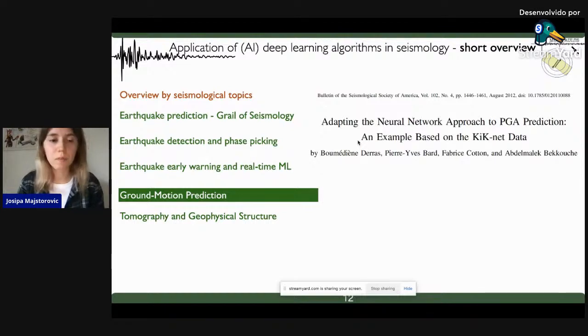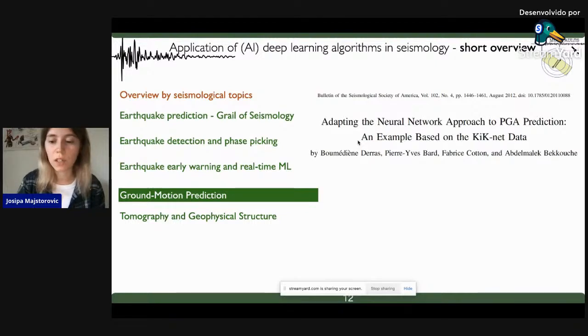Here I'm showing you, for example, one work by Terre and collaborators in 2012. They used neural networks to predict peak ground acceleration by using data such as distances of the earthquakes, magnitude, frequency contents, site locations, and so on.